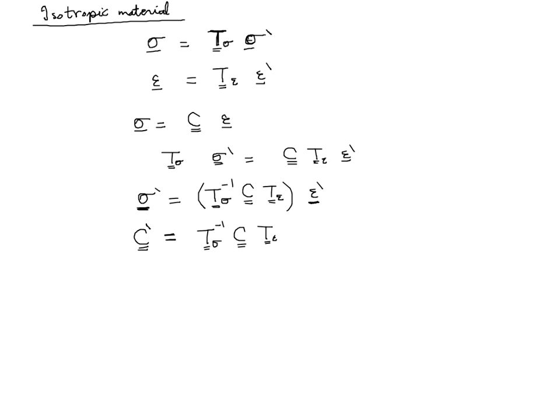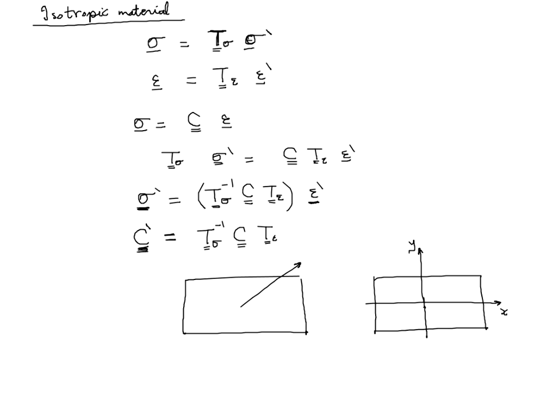This is very good, but what this says is that the components of C prime will depend on the coordinate system we have. So if we have a piece of material like this, and we measure the stress-strain relationship in, let's say, a coordinate system like this, we are going to get a certain value for the coefficients of C. If we measure them in this coordinate system, we are going to get a different set of coefficients C prime, and they are related by this equation here. And the coefficients will not remain C.